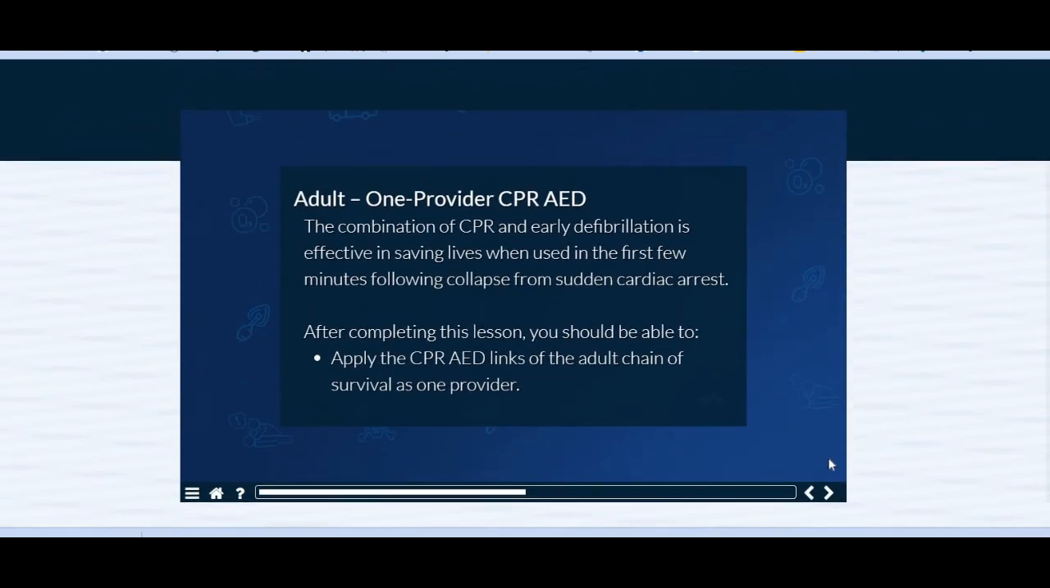The combination of CPR and early defibrillation is effective in saving lives when used in the first few minutes following collapse from sudden cardiac arrest. After completing this lesson, you should be able to apply the CPR AED links of the adult chain of survival as one provider.